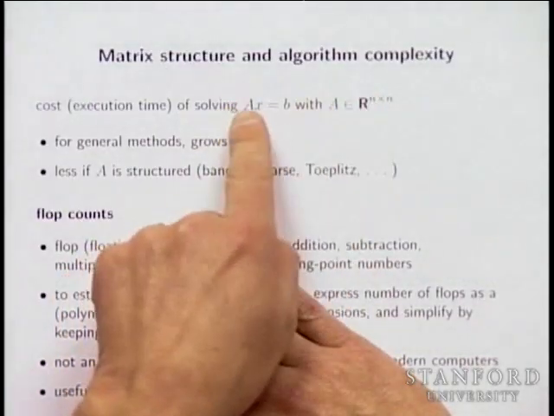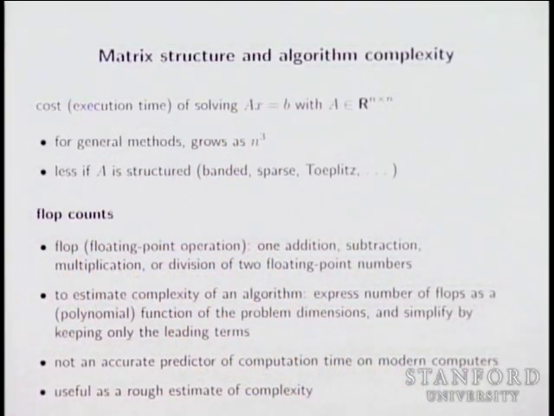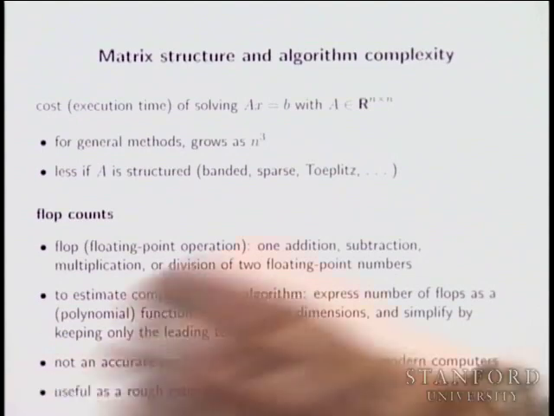So, how does this work? We'll just look at AX equals B with a square matrix. Okay? Now, for general methods, the cost of solving AX equals B grows like n cubed. And that's approximate for some reasons I'll say in a minute. By the way, n cubed when n is 1,000 is not a small number. It's 10 to the 9. Roughly, on the order of 10 to the 9 floating point operations.